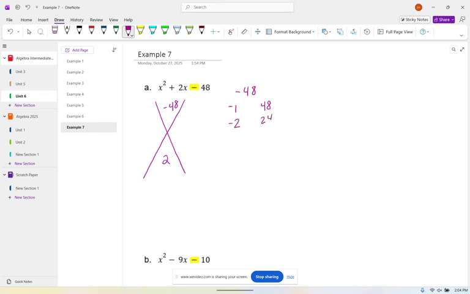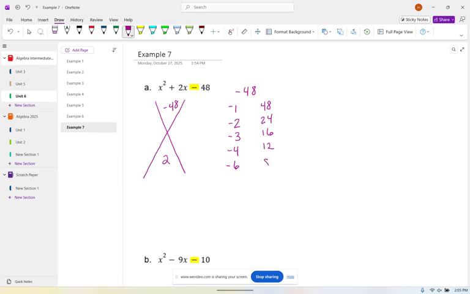Negative 2 and 24. So negative 2 times 24 is negative 48. 24 minus 2 is 22. Doesn't work. What about 3? So 3 and 16. So 16 minus 3 is 13. So that doesn't work. What about 4? 4 and 12. So 12 minus 4 is 8. We're getting closer.